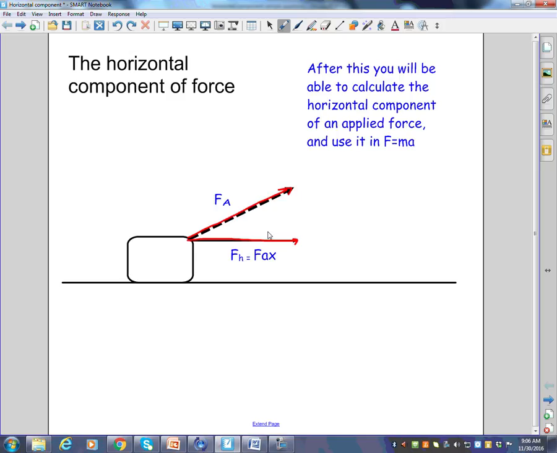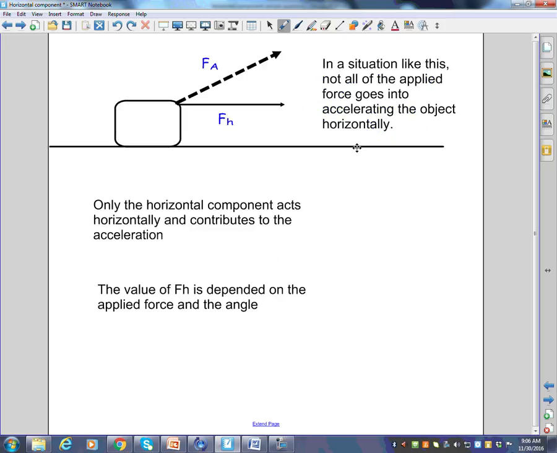Now, another unit coming in your future, but there's also this one right here. What is it? It's going to be FAY. It's the Y component of the force. The part of the force that does what? Lifts it up or pushes it down, I guess. Okay? More on that in a bit. Okay, and that's kind of the intro.